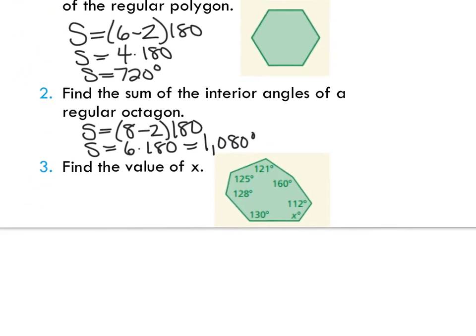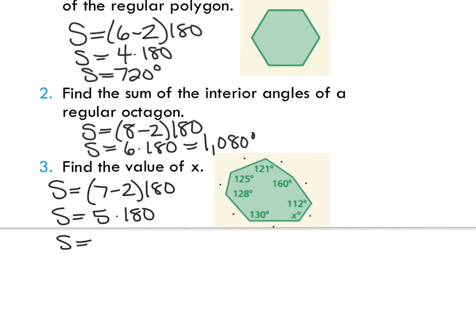In example number 3, we want to find the value of x. So the number of sides that we have here, we have, what's here, 1, 2, 3, 4, 5, 6, 7 sides. I just made a little mark so then I could keep track of where I was counting on them. I need to find the total sum first, and then I can set up an equation in order to figure out what that missing x value is of the angle measures. Our sum is 7 minus 2 times 180. So I go 5 times 180, 900 this time.